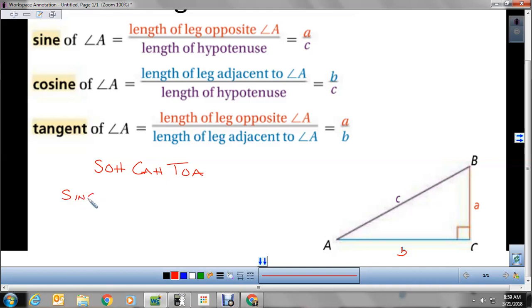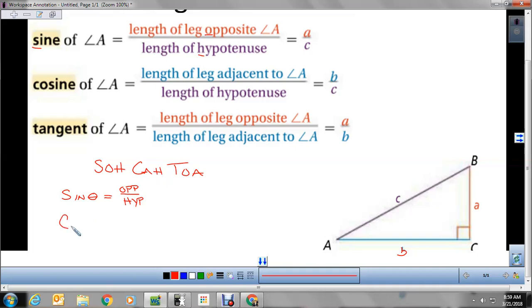Now, what I use is a Greek symbol theta to represent an angle measure. This is our reference angle. It could either be this angle or this angle. So sine of the angle is equal to the opposite over the hypotenuse. So we get opposite and hypotenuse. So sine, length of the opposite over the hypotenuse.